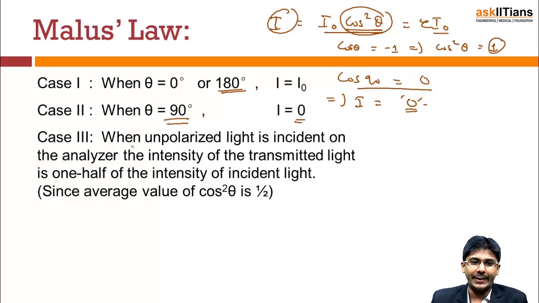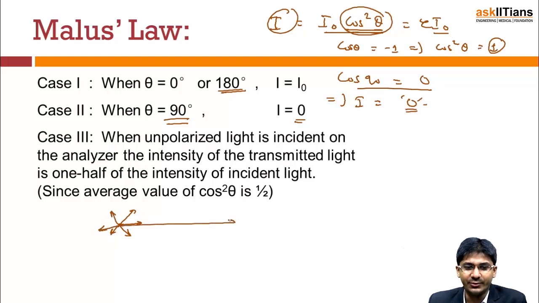Now what will happen when unpolarized light is incident on the analyzer? What do you mean by unpolarized light? An unpolarized light is a light that has no definite direction of electric field. Polarized means a particular direction of electric field; unpolarized means no particular direction. At any point the electric field could be in this direction, or this direction, or this direction. When the wave is going like this, there is no fixed direction. It could be any direction. That kind of light is called unpolarized.